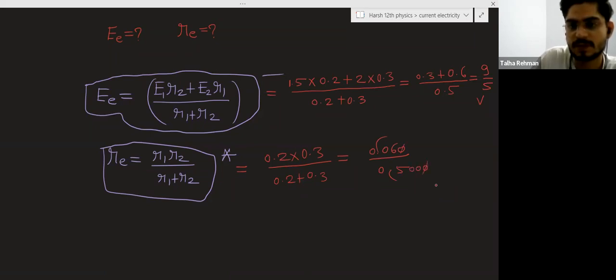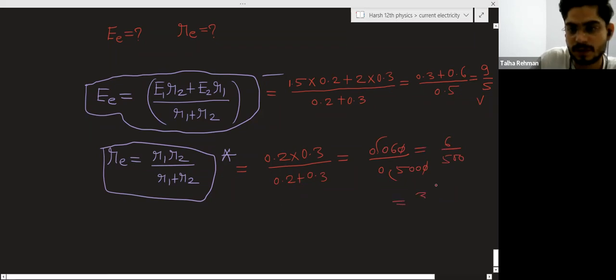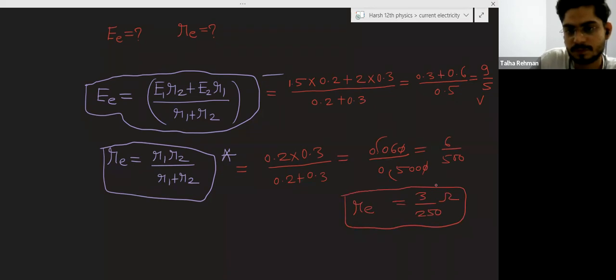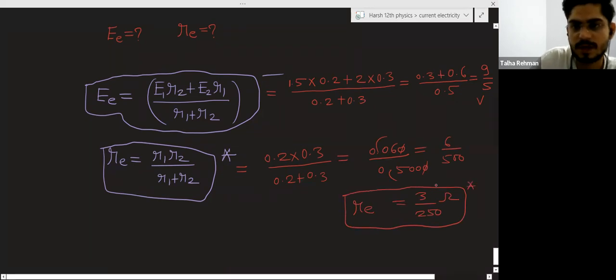Increase here by 10 and this will cancel this, and here you will get the answer 6 divided by 500, and you can cancel it out. This will become 3 divided by 250 ohm. So this is your R equivalent, and this is your E equivalent.